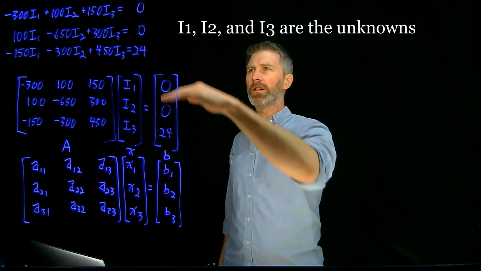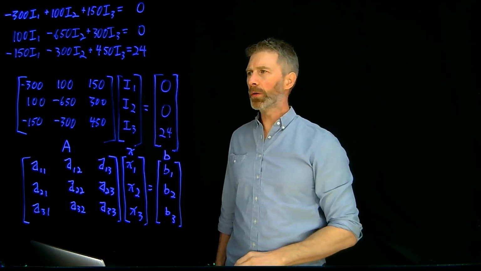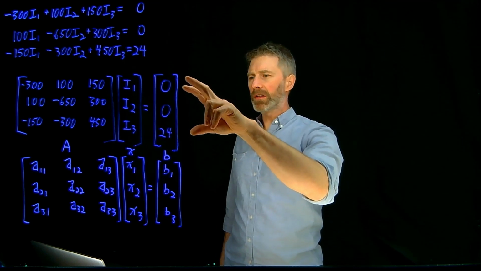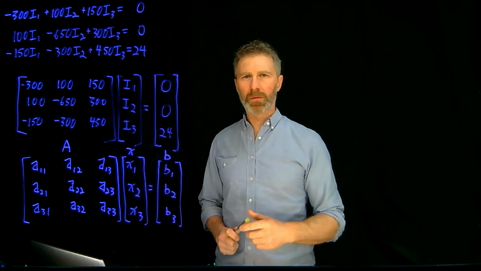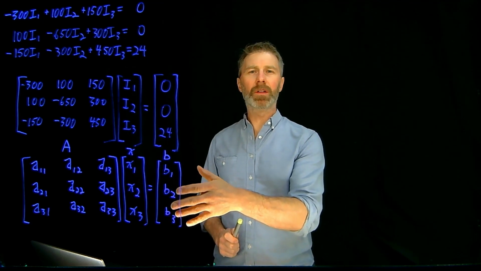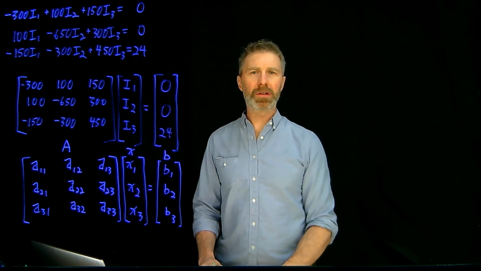What I've done here is I've converted from these three equations into a matrix form. And this matrix form is a standard form of A times x equals b. So I'm going to go through and solve this system of linear equations using something called Cramer's rule. And this video is not about where Cramer's rule came from. I'm just going to go through the mechanics of using Cramer's rule.